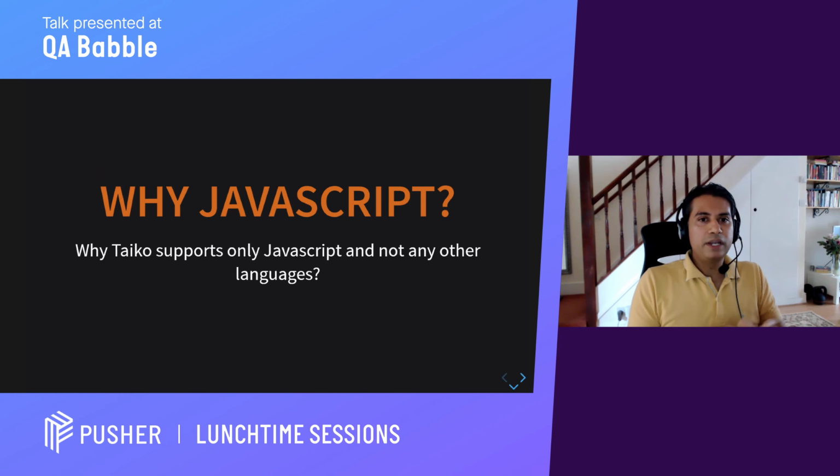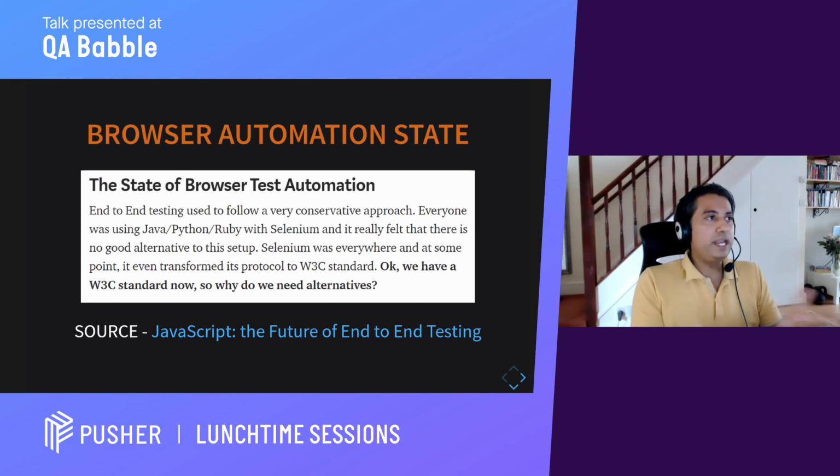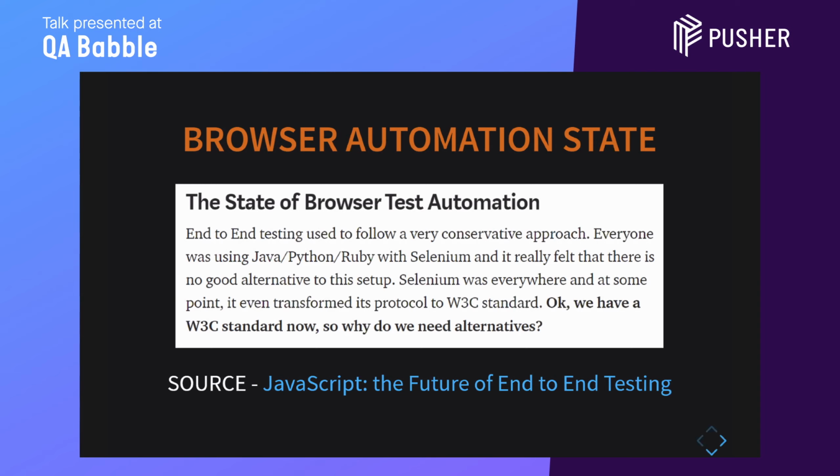Now, why JavaScript? Why not, say, C# or Java or Python, which is quite popular these days? The reason is, what's the current state of browser automation? Everyone is using Java, Python, Ruby with Selenium, and it really felt that there was no good alternative to this setup. But alternatives have come out now. So you have Cypress, you have Puppeteer, you have many other things that are not following the conventional standard.